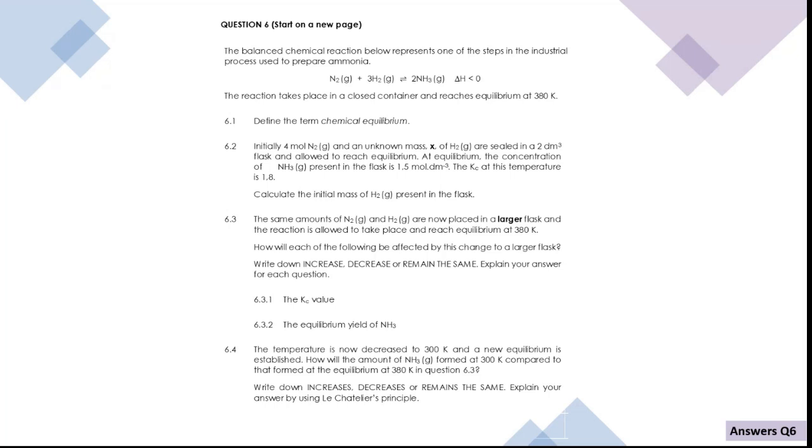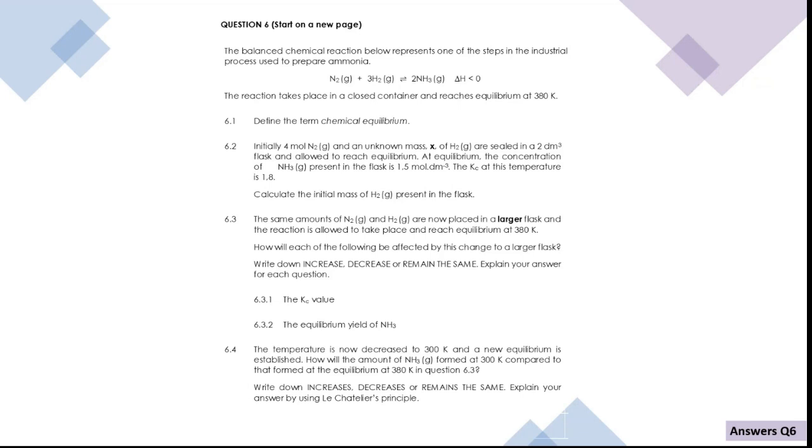All right, so there we have those 2 points. Now question 6.4. The temperature is now decreased to 300 Kelvin. Remember, it was at 380, but now it's 300 Kelvin, and a new equilibrium is established. How will the amount of ammonia gas formed at 300 Kelvin compare to that formed at equilibrium in question 6.3? Write down increases, decreases, remains the same.